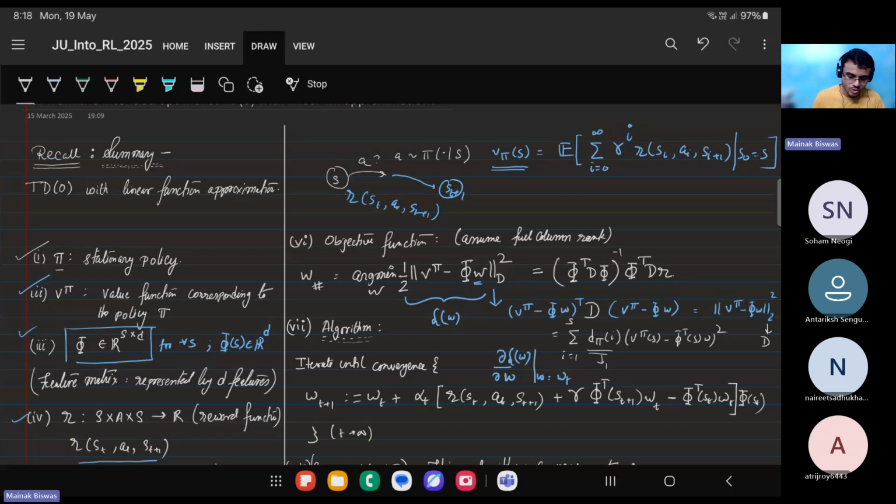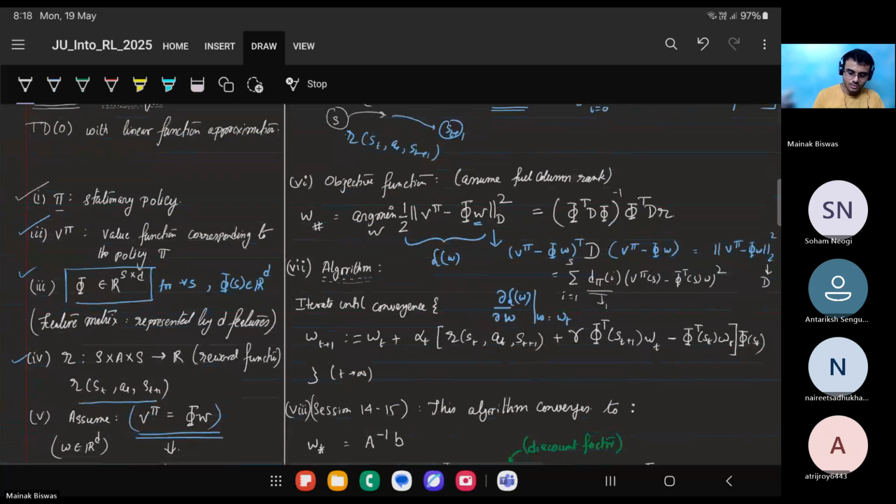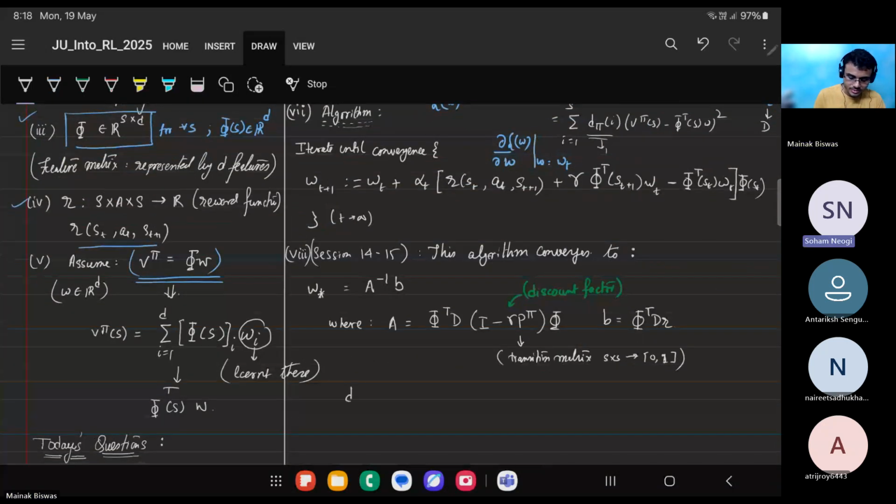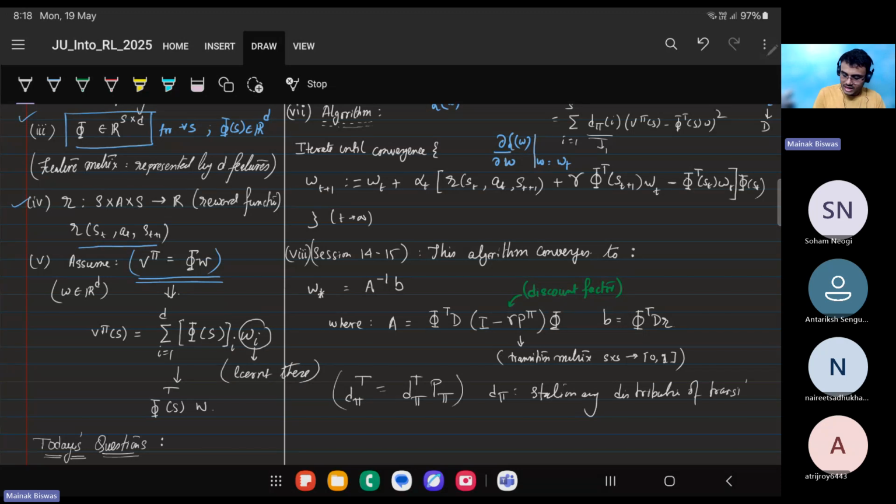What is D pi? Do you remember? Why did we do D pi? Yeah, weights of each feature, I think. Correct. But what is it? It is the stationary distribution of the transition matrix. D pi was the stationary distribution, right? If you have this, it will help you recall the entire algorithm. Okay, this is the transition matrix.